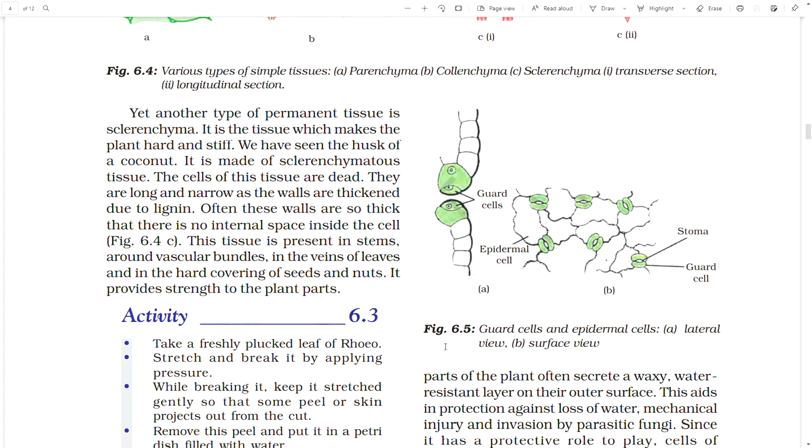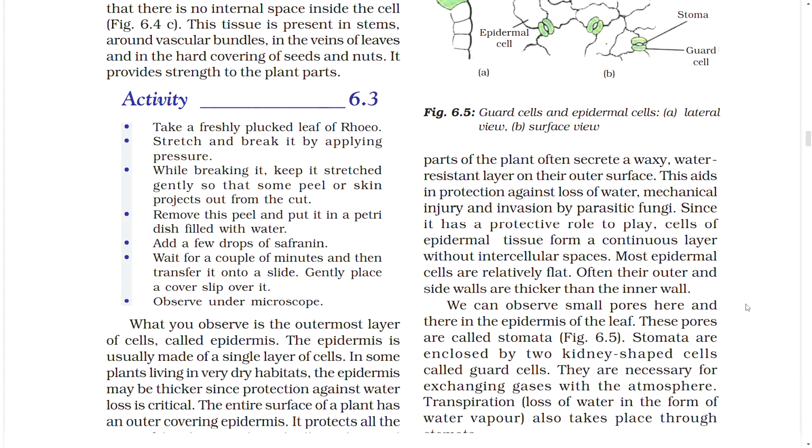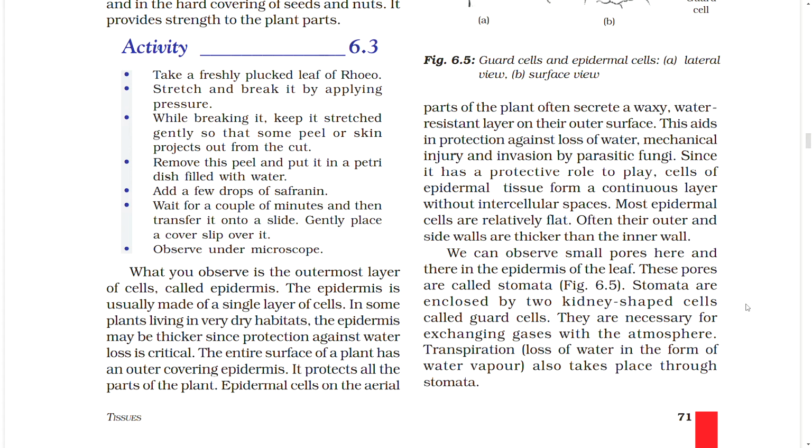Figure: guard cells and epidermal cells, a lateral view with surface view. A. Guard cells. B. Epidermal cell. Stoma, guard cell. Parts of the plant often secrete a waxy, water-resistant layer on their outer surface.